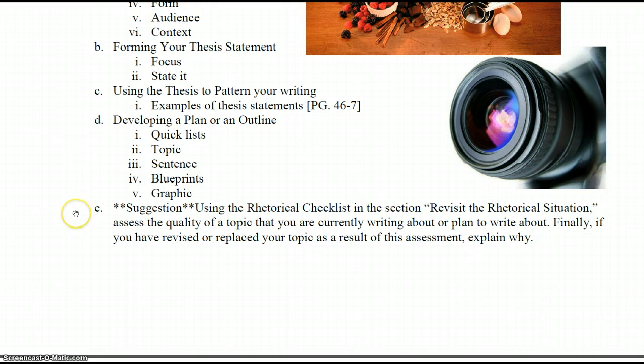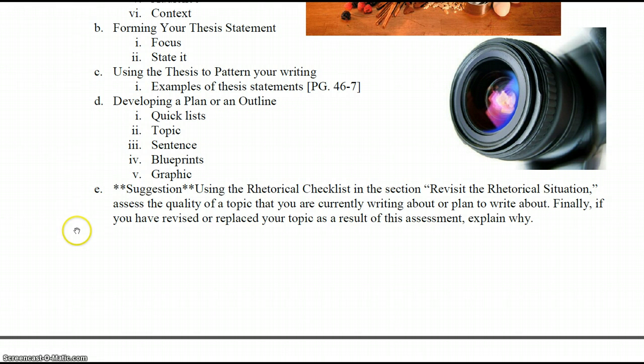One suggestion I have that is not necessarily an assignment would be to really go through that rhetorical checklist that we just saw in chapter 2 and think about your own essay that you're going to be writing, which you've got your assignment sheet for this week, and try to see if you need to revise your ideas or change them based on the rhetorical situation. So that's just a suggestion from me on what you might want to do this week.